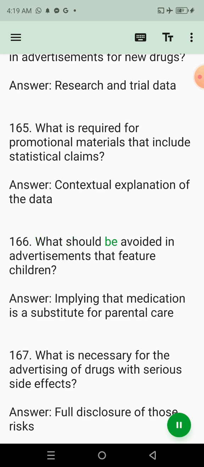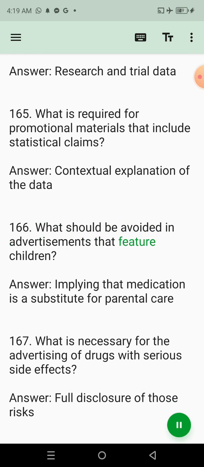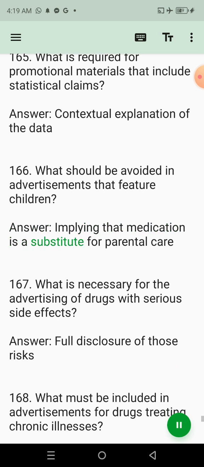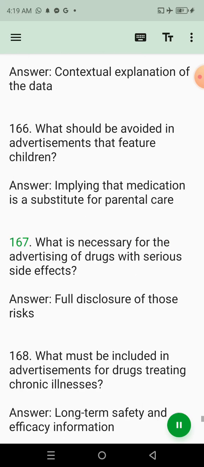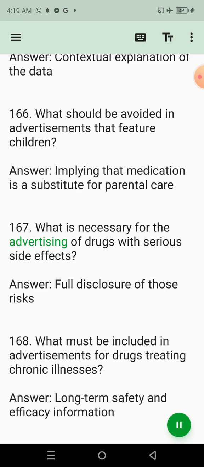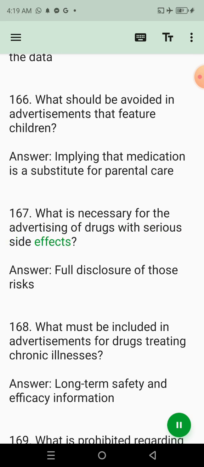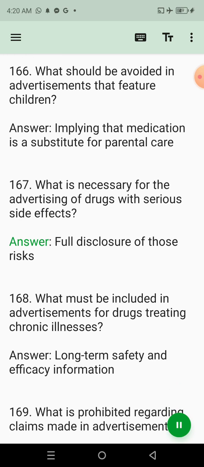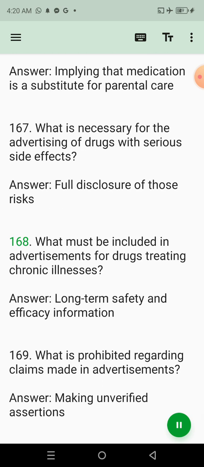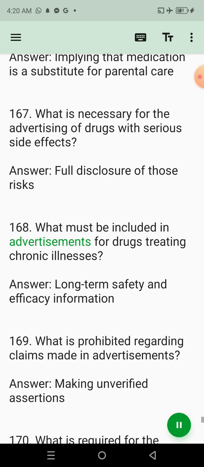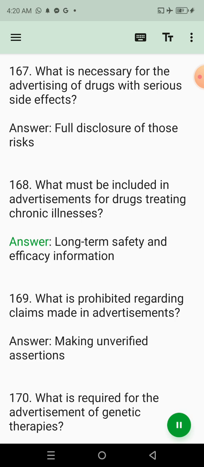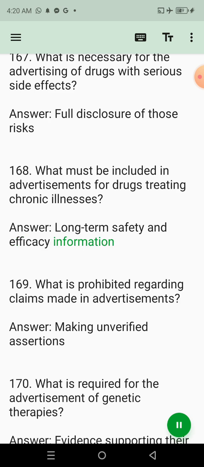166. What should be avoided in advertisements that feature children? Answer: implying that medication is a substitute for parental care. 167. What is necessary for the advertising of drugs with serious side effects? Answer: full disclosure of those risks. 168. What must be included in advertisements for drugs treating chronic illnesses? Answer: long-term safety and efficacy information.